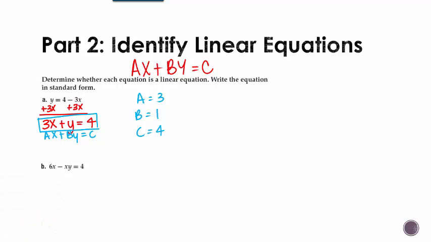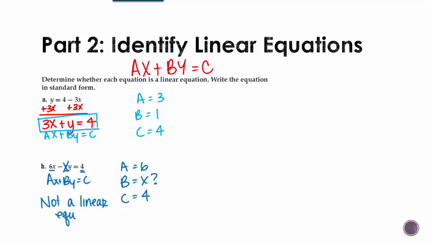This already has the x and the y on this side, and it equals a number. But something weird is here. If I try to pick out my a and my c, I can do that. But I don't really have a b here. Instead, I have an x again, which can't happen. So in this case, this is not a linear equation. And that's because it can't be written as ax plus by equals c.